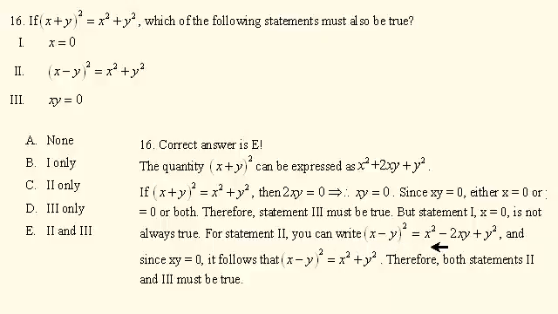For statement 2, you can write (x minus y) quantity square equal to x square minus 2xy plus y square. And since xy is 0, it follows that (x minus y) quantity square is also equal to x square plus y square. Therefore, both statements, Roman 2 and Roman 3, must be true.